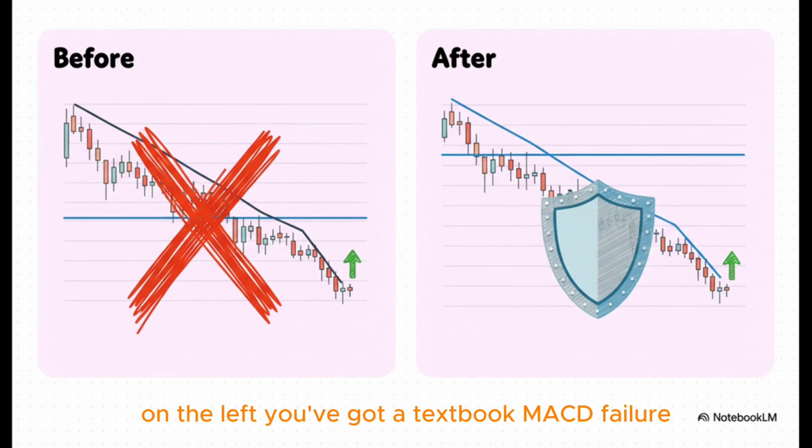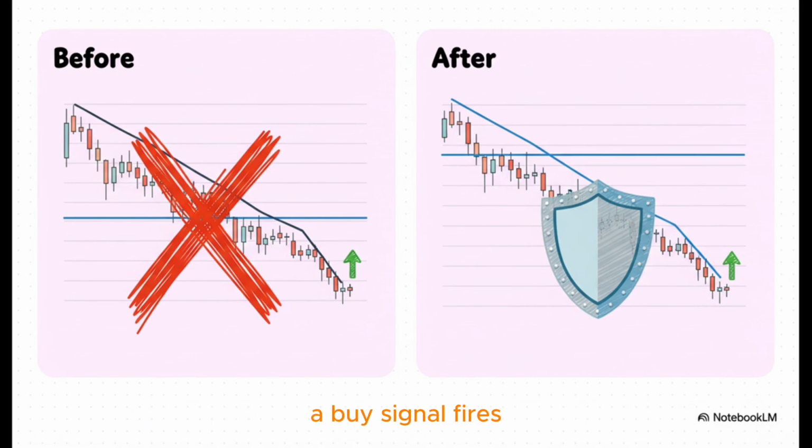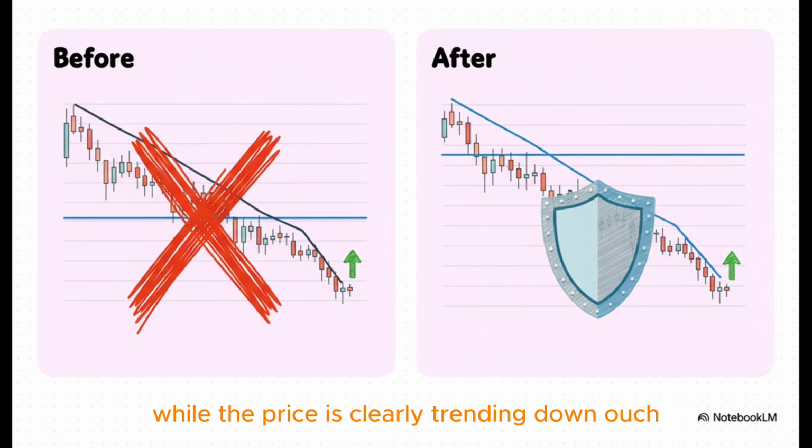And check out the difference this makes. On the left, you've got a textbook MACD failure. A buy signal fires while the price is clearly trending down. Ouch. But now look at the right. With our filter, we see the price is below the 200 MA. So that buy signal, we don't even look at it.